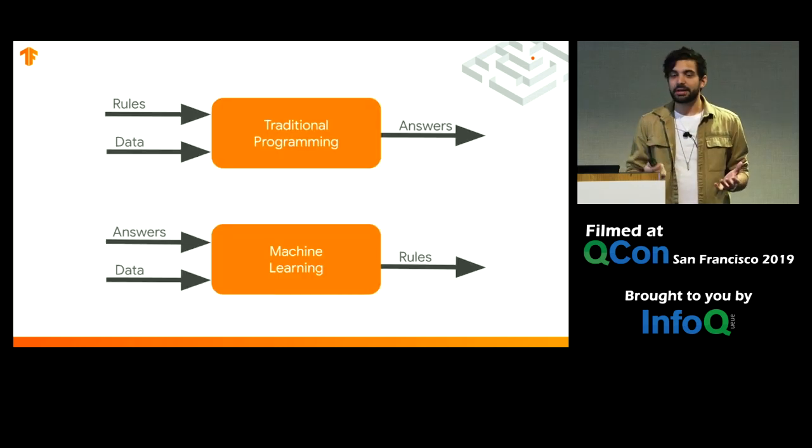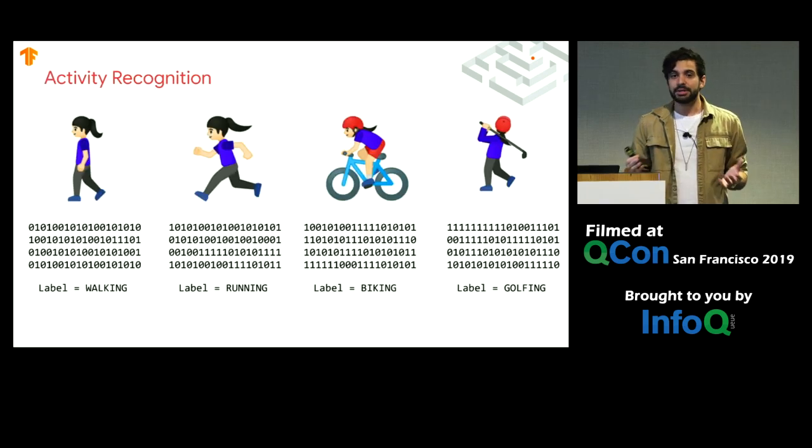So this is how the traditional programming model works. Let's have a look at how this might work in a machine learning application. In this case, we have maybe a sensor that's attached to a smart device that the person is wearing. And we're taking raw data from that sensor, and we're going to train a machine learning algorithm to understand that.